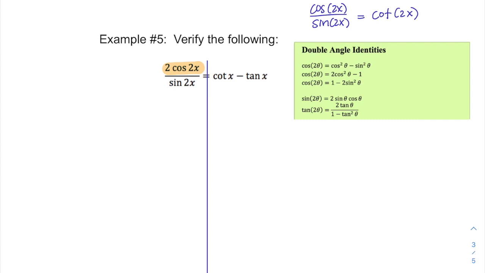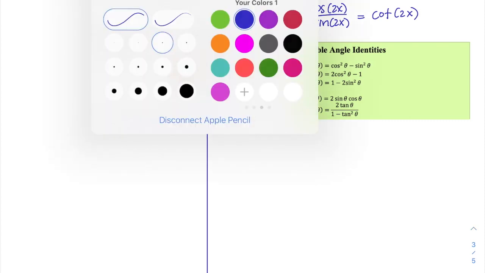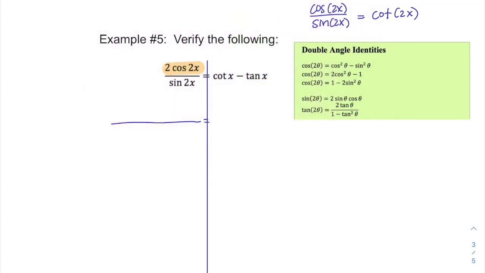I'm going to go back to the left-hand side and work separately with the top and the bottom. The bottom's a little bit easier to work with because there's only one option. So on the bottom, sine 2x is going to be 2 sine x cosine x. Now on the top, we have to make a choice. Do we want to use cosine squared minus sine squared? Do we want 2 cosine squared minus 1, or 1 minus 2 sine squared?